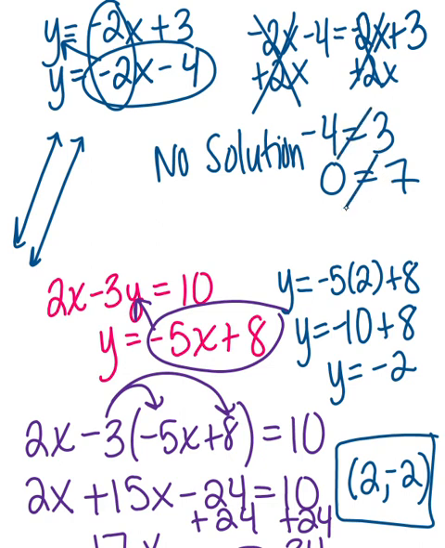So algebraically, when this happens, you get this false statement. Negative 4 does not equal 3. 0 does not equal 7. So if you're solving by substitution and they happen to be parallel lines, you are going to eliminate the variable, you're going to get a false statement, and it'll be no solution. If they were the same line, this would be identical, and then we would say infinite amount of solutions.